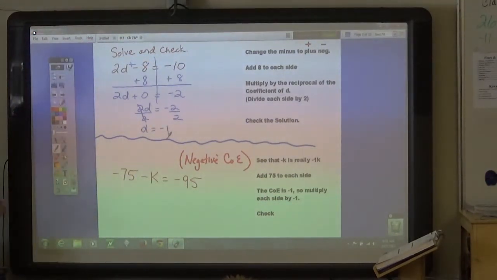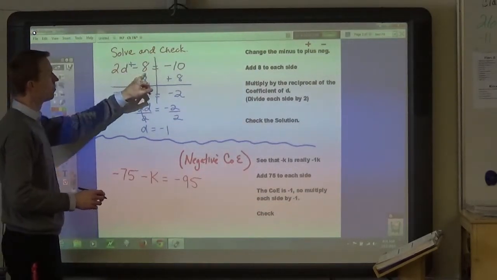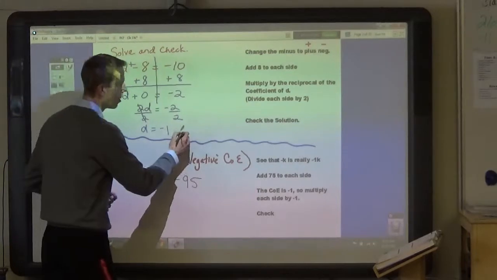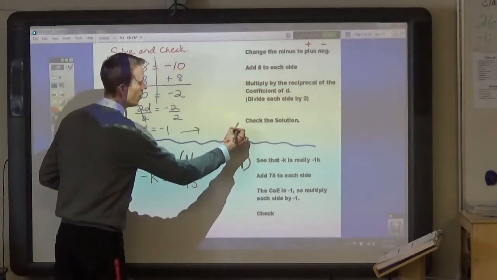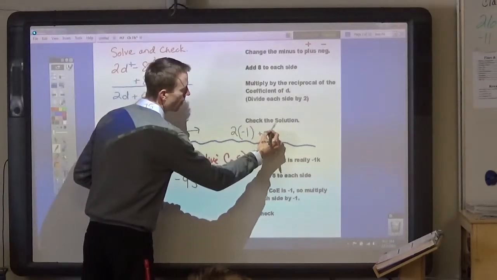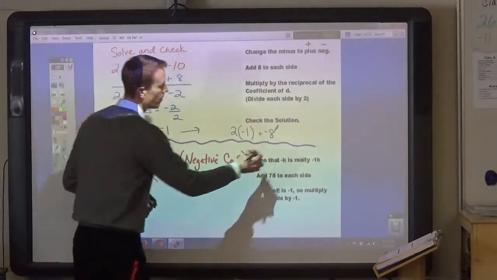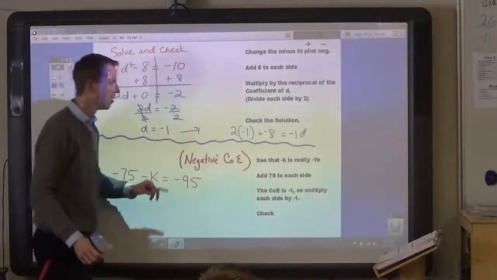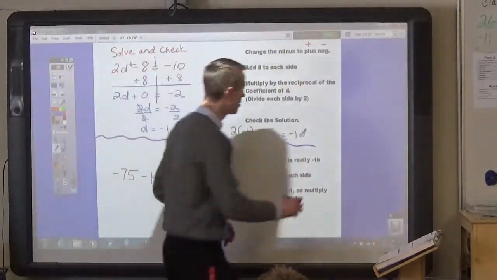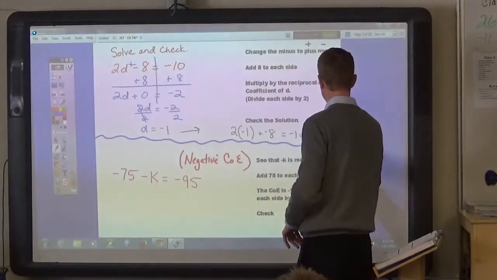Now, you're going to be asked to check the solution. How would you check the solution? Joey? 2 times -1 plus -8 equals -10. Right. You would put the -1 into the equation. And we're going to put that over here. You just write 2 times -1 plus -8 equals -10. Then you can check it. -2 plus -8 equals -10. It is true. So write true next to it.